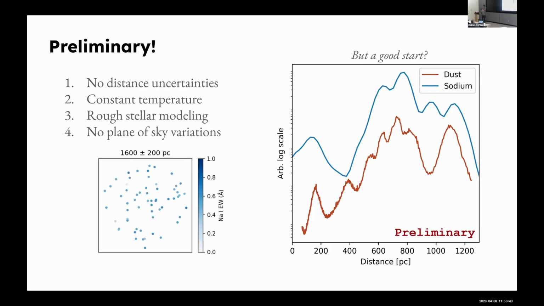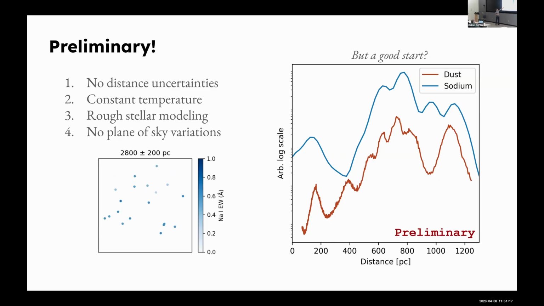There's a bunch of other caveats here. I haven't folded in distance uncertainties, but that's something we can naturally do in this framework. Constant temperature, some rough stellar modeling, and a big one: no plane of sky variations are assumed. This is Hectoshell, one degree across. Nearby, that's a very small distance, so we can probably be safe. Further away, there's going to be significant sodium variation across the plane of sky. It remains to be seen how much we can learn about that, or what level of assumptions we have to make.